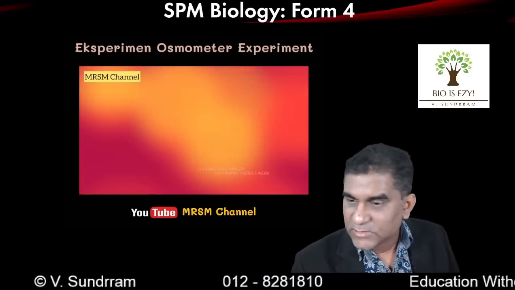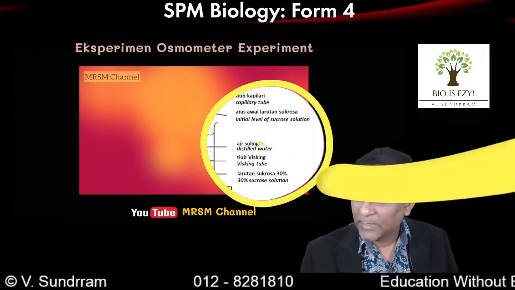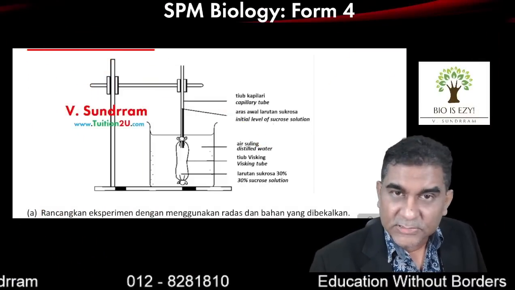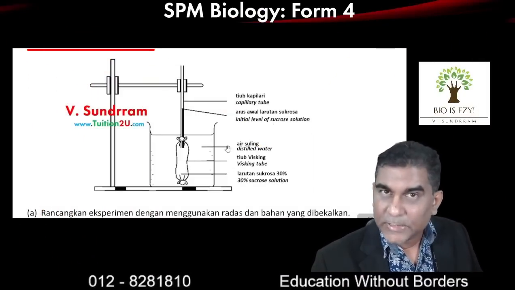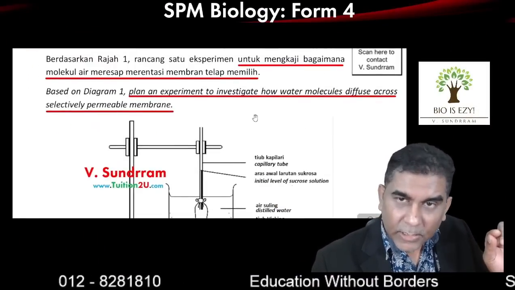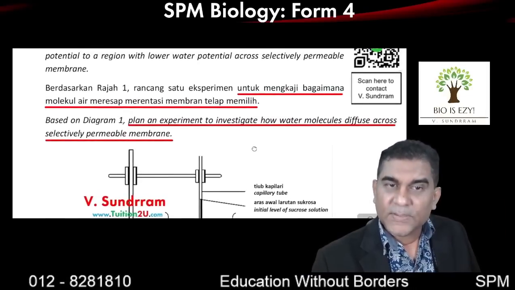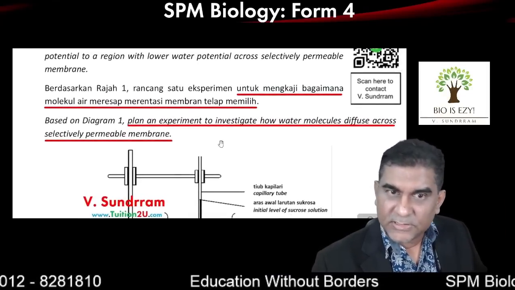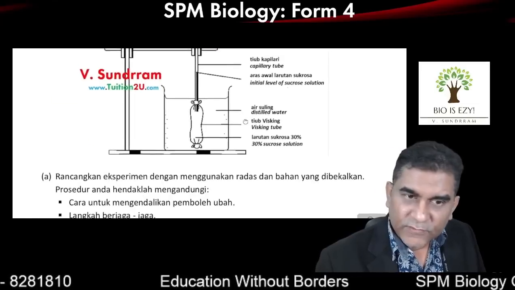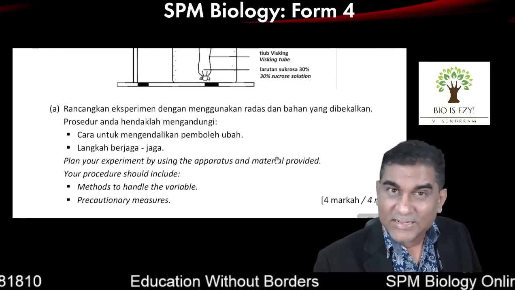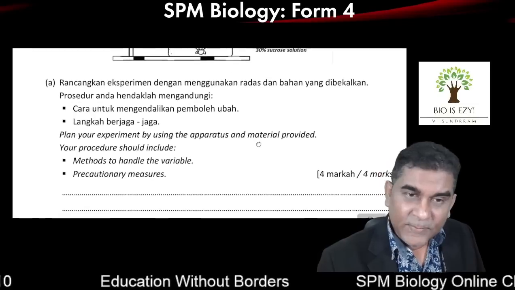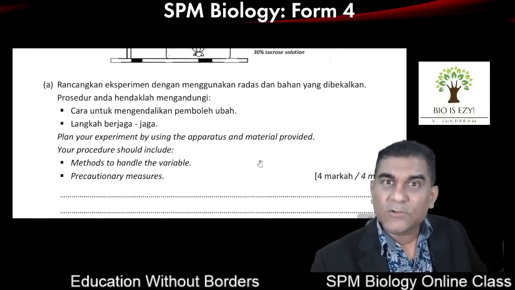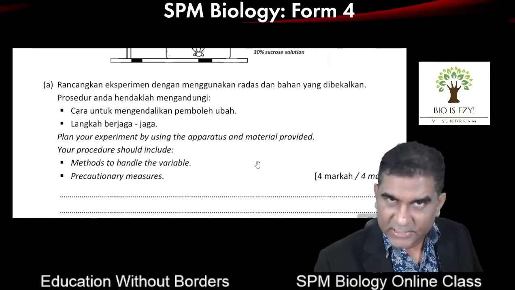Now we go back to the question. Kita kembali kepada soalan. Okey. So, selepas kita sudah ada tajuk eksperimen, iaitu kita nak mengkaji bagaimana molekul air meresap merentasi membran dalam memilih. Is the experiment we want to do. So the first question, assuming this is unguided question, so you are supposed to explain to the examiner how you're going to conduct the experiment.